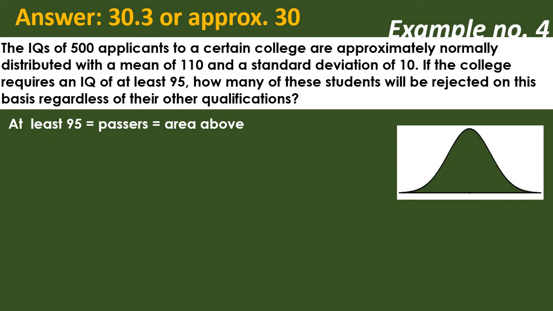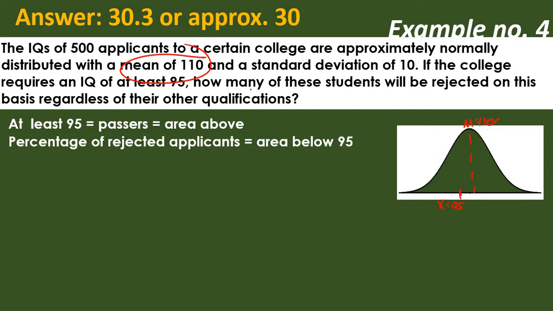And at least 95 based on our recall a while ago will be related to area above. So if the mean is here in the middle, which is 110, that's given. The ideal passing score is 95, which is below the mean. If we plot 95, it will be to the left of the mean, which is 110. So 95 must be somewhere here. And this is a score. So the passers will be from 95 and to its right, or everything greater than 95.